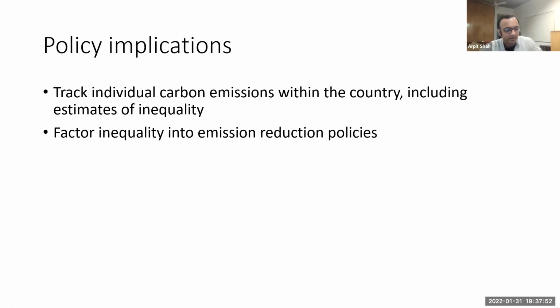So to quickly summarize the policy implication here, what we need to do is track individual carbon emissions. Firstly, start tracking individual carbon emissions at the country level, including estimates of inequality, which is not being done in most countries, including India right now. What we do track is total carbon emissions, which is then used for global negotiations, but we're not tracking inequality in carbon emissions. And then factor that inequality into emission reduction policies.